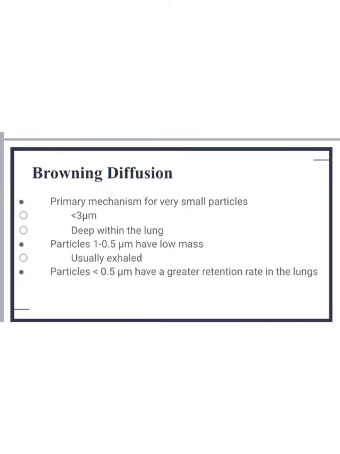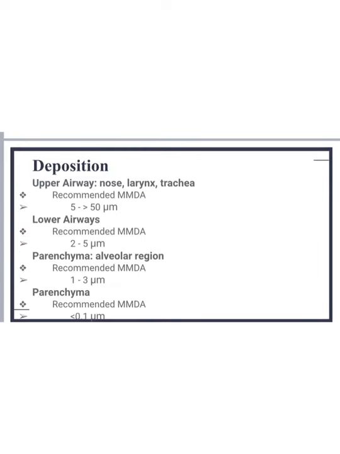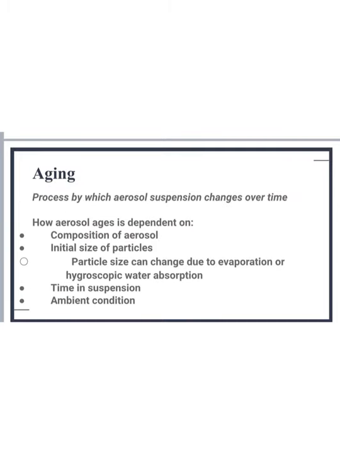Brownian diffusion is a primary mechanism for very small particles. These are going to be less than 3, and these are what are going to stay deep within the lung. These smaller particles are easily bounced around with the carrier gas. This slide is just showing the particle sizes and where those particles are more likely to be carried to.